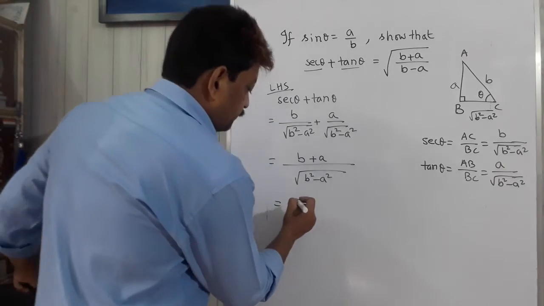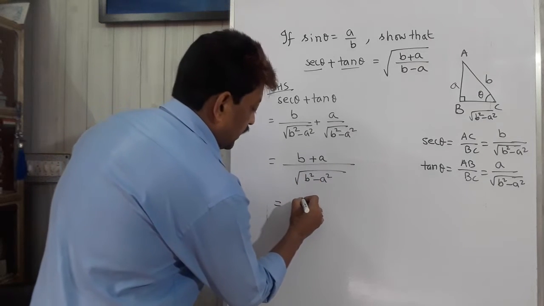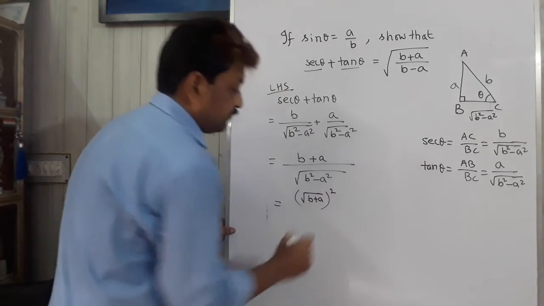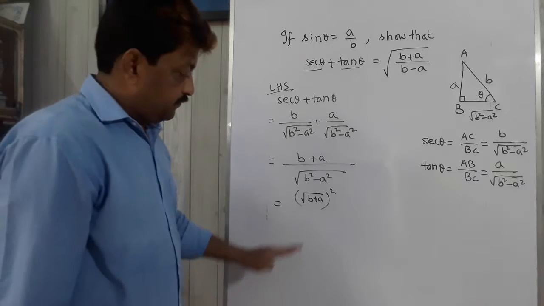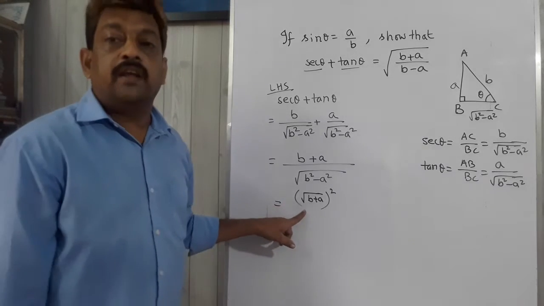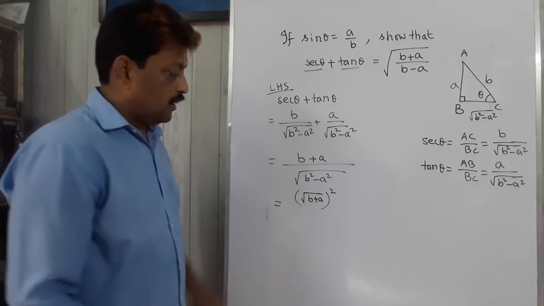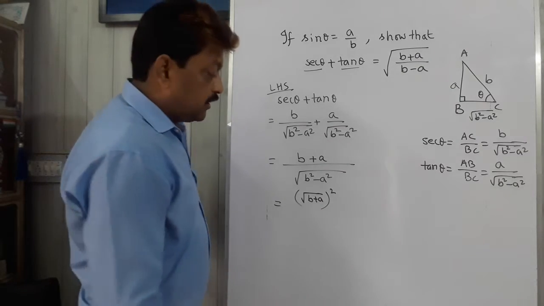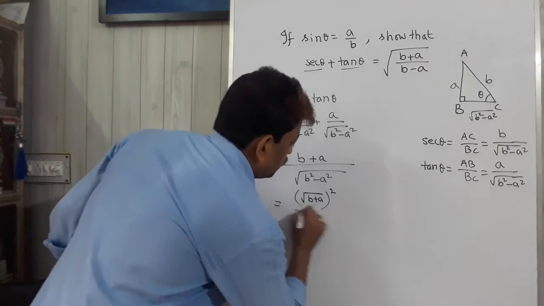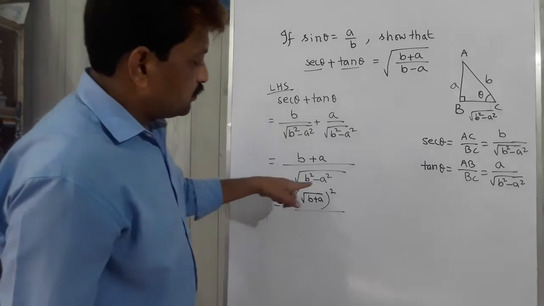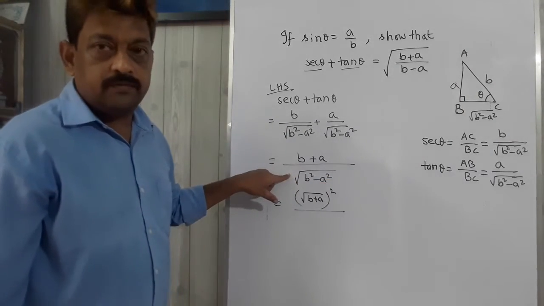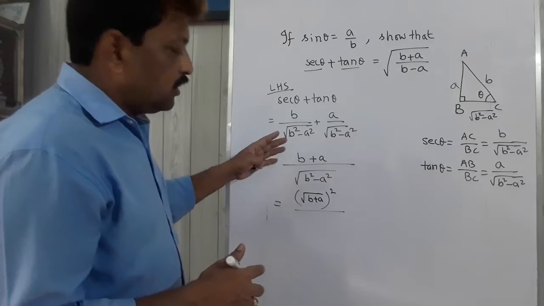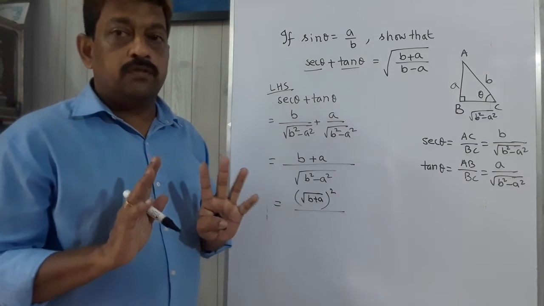b plus a, we can write b plus a as root over b plus a whole square. Is it clear? b plus a is written as root over b plus a whole square, because if I square this one, the root sign will be eliminated, it will become b plus a again. Now what is the need of doing this? Because you can see in the denominator there is a root sign. So let me write the numerator and denominator both in the form of root.